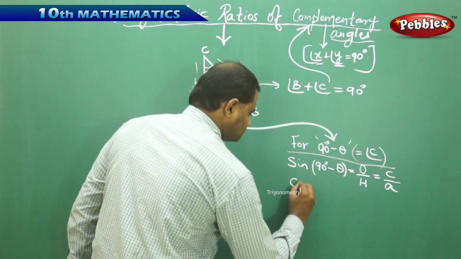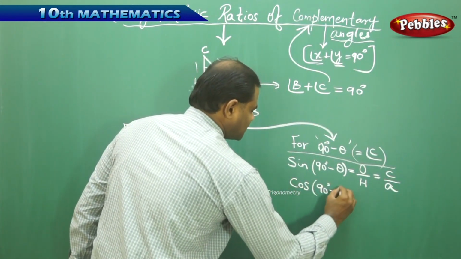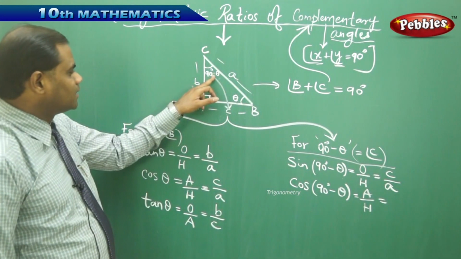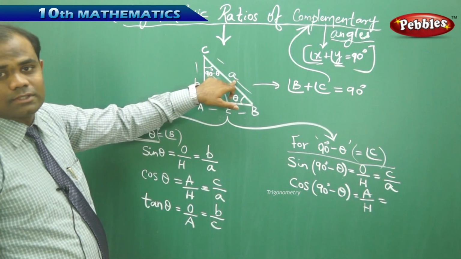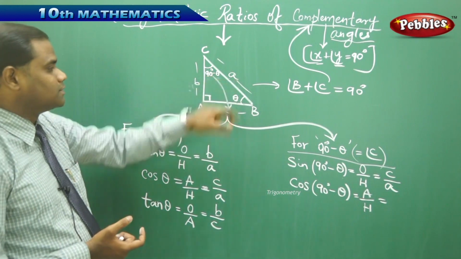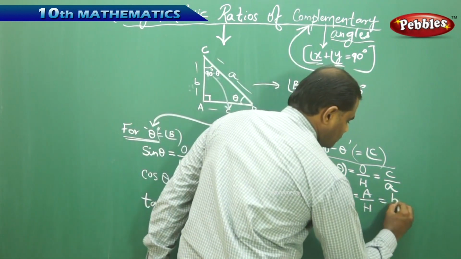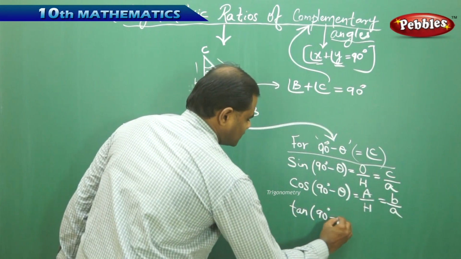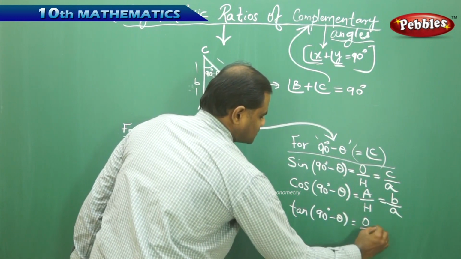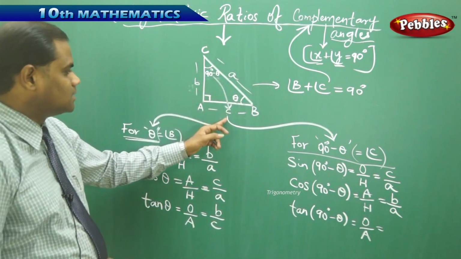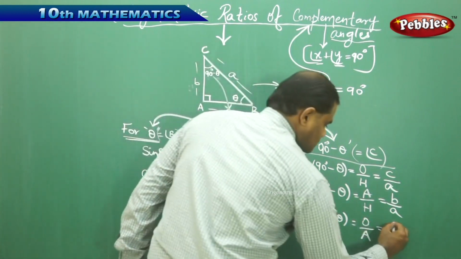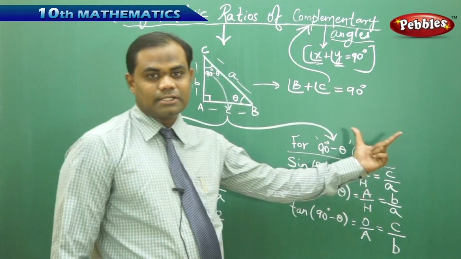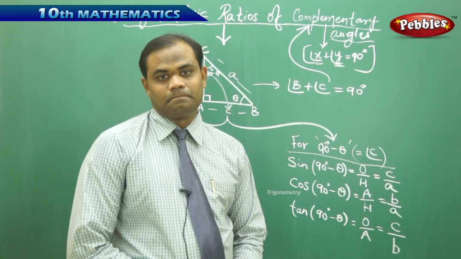Similarly, I have cos 90 minus theta, which is adjacent by hypotenuse. Adjacent to the angle 90 minus theta is B, and hypotenuse is of course not going to change. It is fixed, which is A. So this would be B over A. And finally, tan 90 minus theta is opposite by adjacent. My opposite being C and adjacent being B, it is C over B. That is what I get for the two angles, theta and 90 minus theta.